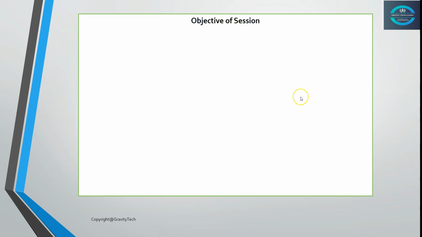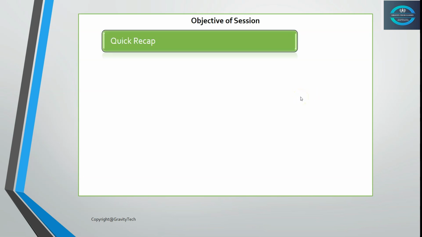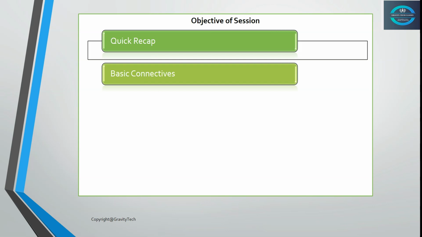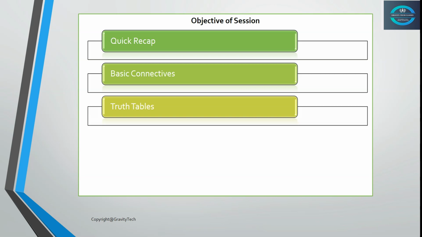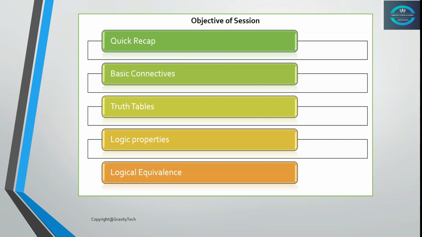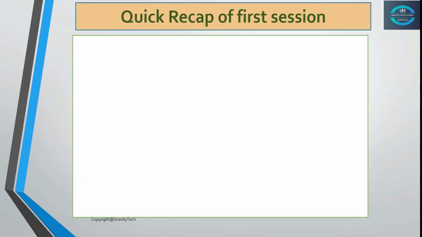So what is the objective of this session going to be? A quick recap of what we did in the first video, then basic connectives which are used in logic, truth tables and how to write the truth tables, logic properties, and then logical equivalence. Right, now let's see a quick recap of the first session.